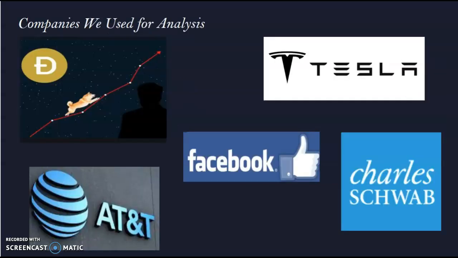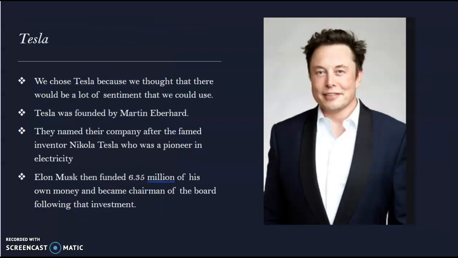The companies we picked were Tesla, Facebook, Charles Schwab, AT&T, and Dogecoin. To give a brief history of the different types of stocks we picked and how they differed in industries and operations, I will go over each one. We did these different stocks in different industries to give us a broad reach across several different sectors of the economy.